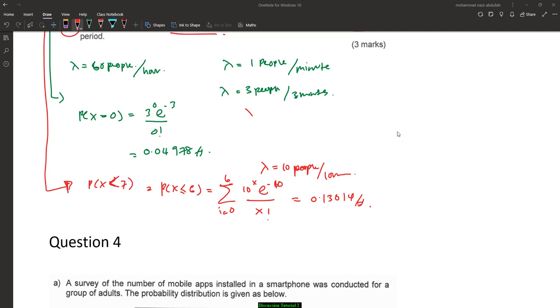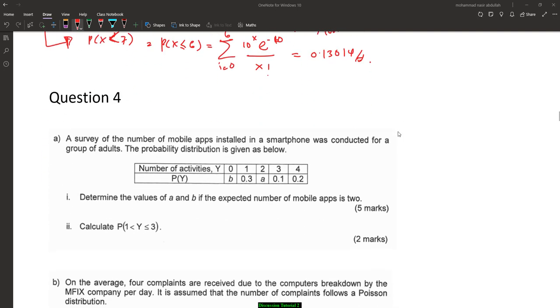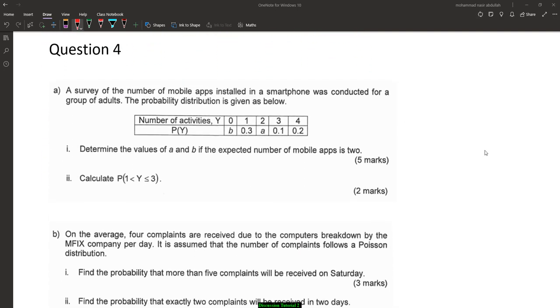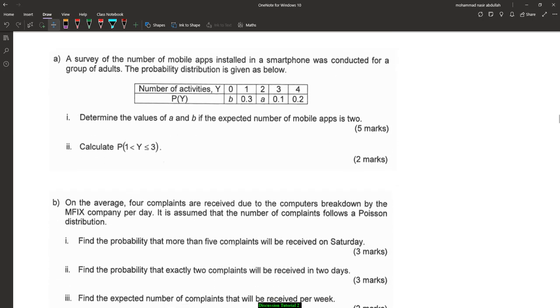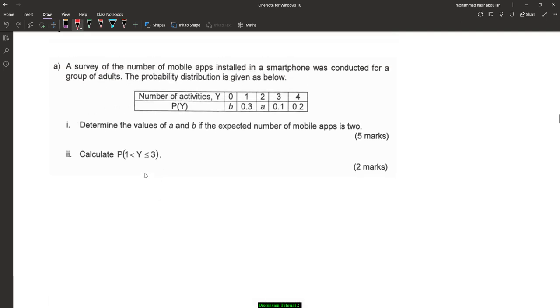Okay, simple. Now, the last question for today. So number 5, you do it yourself. So I think you got the idea already, right? It's not difficult to answer this question.